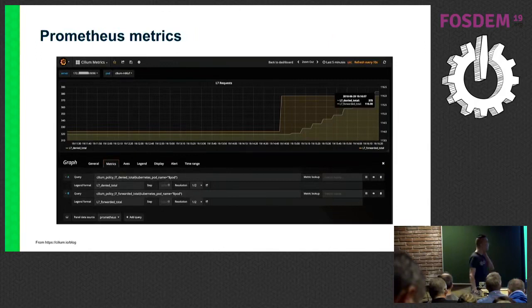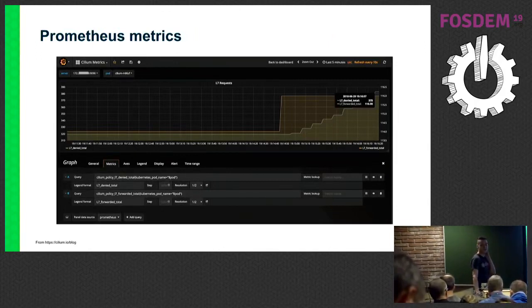And Cilium also provides many Prometheus metrics. So for example, on your Grafana dashboard for a Kubernetes cluster, you can look at how many addresses were allocated, how many nodes are available, and so on and so on.